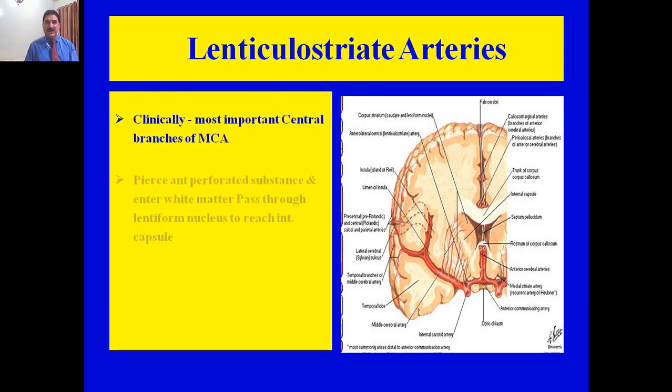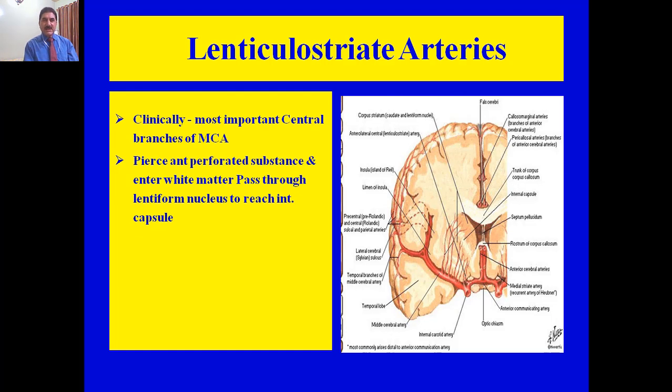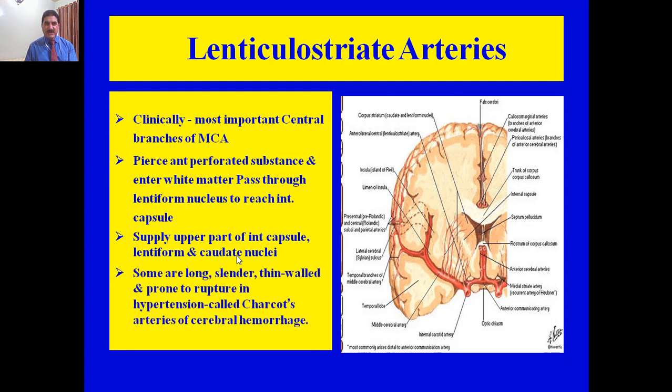Now, what are lenticulostriate arteries? The clinically most important central branch of the middle cerebral artery is called the lenticulostriate artery. They pierce the anterior perforated substance and enter white matter, passing through the lentiform nucleus to reach the internal capsule. They supply the upper part of the internal capsule and the lentiform and caudate nucleus. Some are long, slender, thin walled, and prone to rupture in hypertension. These vessels are called Charcot arteries of cerebral hemorrhage.